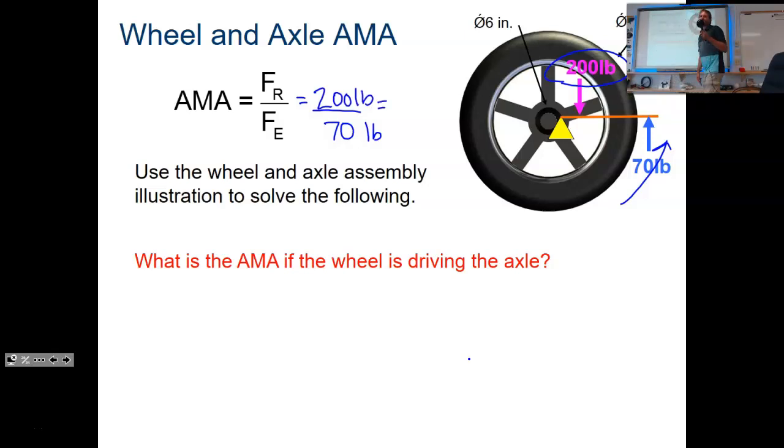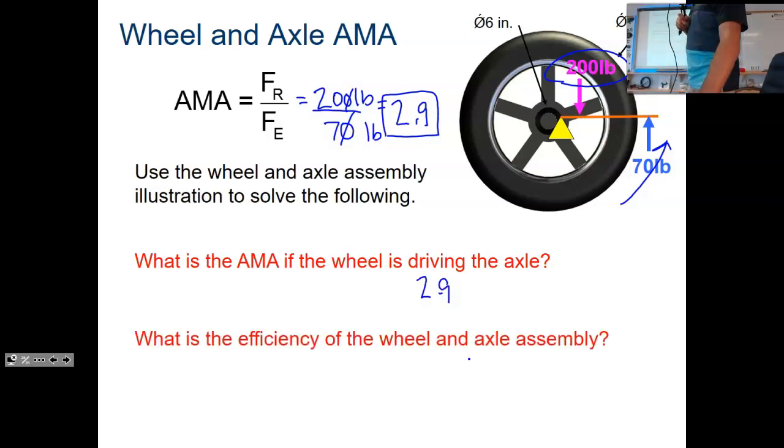So 200 divided by 70, that's like 20 divided by 7. So it's like 2 6/7. 2.86. So that has an actual mechanical advantage of 2.9. I don't know if they flip it around on us. Yep. Oh, no, they don't.